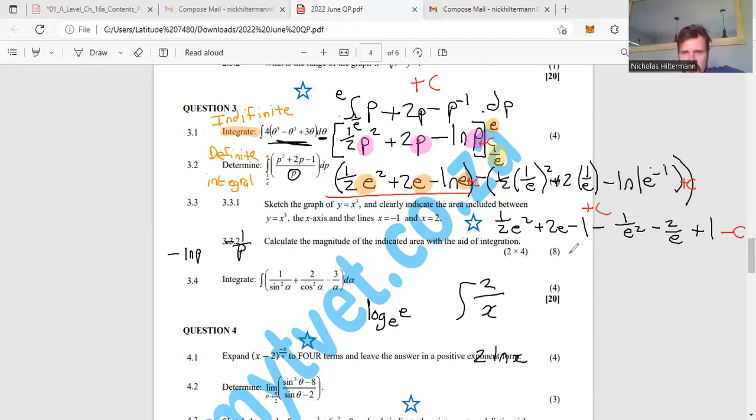And so I end up with a half e squared. The ones go away, plus 2e minus 1 over e squared minus 2 over e. And I can put that in my calculator, but they probably accept it like this.